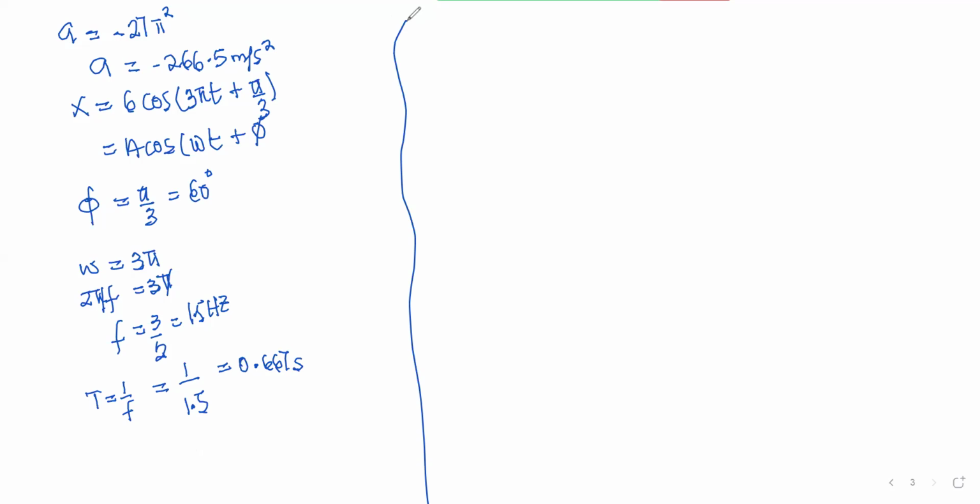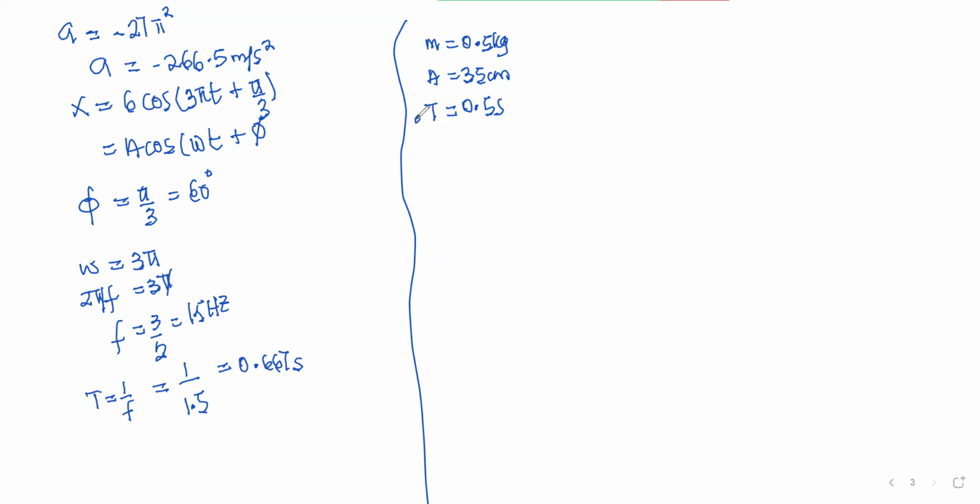An oscillator consists of a block of mass 0.5 kilograms, put into oscillations with amplitude 35.0 centimeters. The oscillator repeats its motion every 0.5 seconds. So clearly this is the period. Find A, the period.